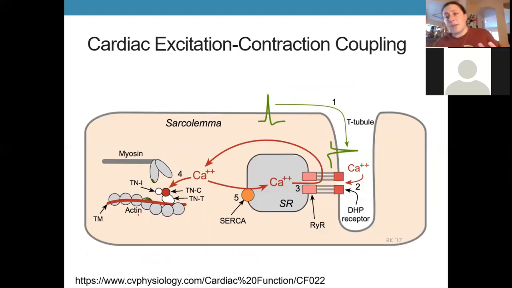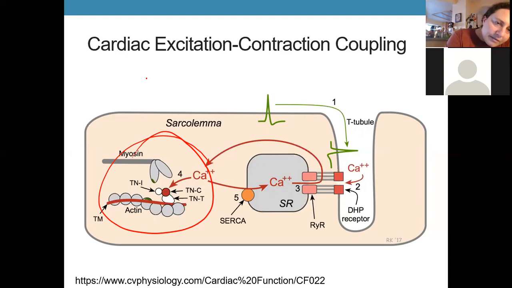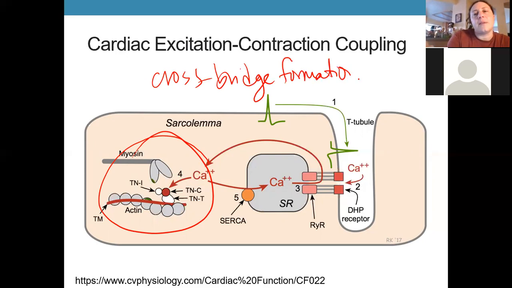There are a couple of differences between the way that skeletal muscle and cardiac muscle work. And one of the big ones is that some of the calcium that needs to go into the sarcoplasm to allow the contraction cycle to occur, so in order to have cross-bridge formation, we need calcium. Some of this calcium is actually coming in from the extracellular fluid, not just from the sarcoplasmic reticulum. So that's kind of a big difference. And it's significant because it means that the extracellular calcium levels can have an effect on the way the heart functions.